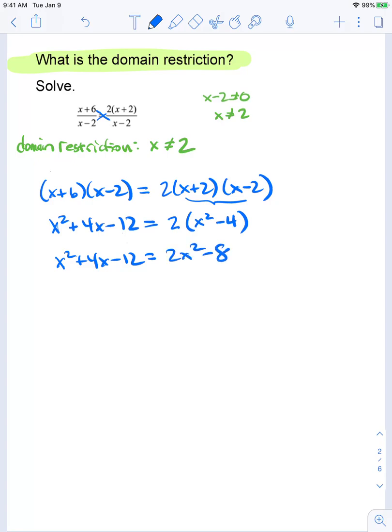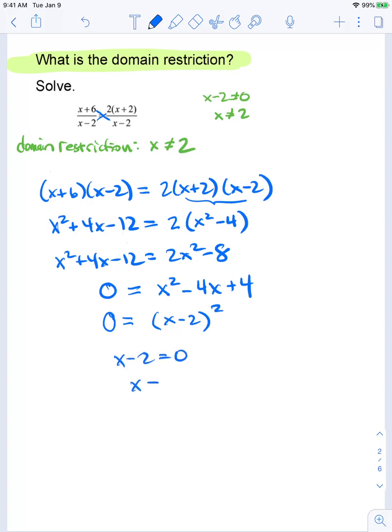And then set the left side equal to 0 so that I can solve the quadratic. 2x squared minus x squared gives me x squared minus 4x. And then I add the 12 to the minus 8 and I get plus 4. Factoring, I see this is a perfect square trinomial that will factor to (x minus 2) squared. And then solving that, taking the square root of both sides, I get x minus 2 equals 0, or x equals 2.